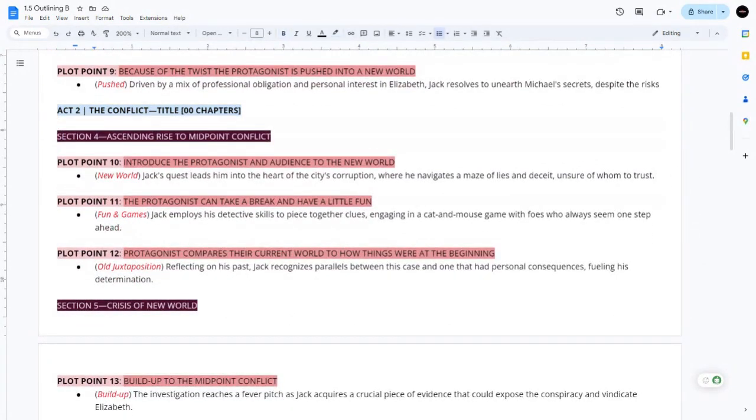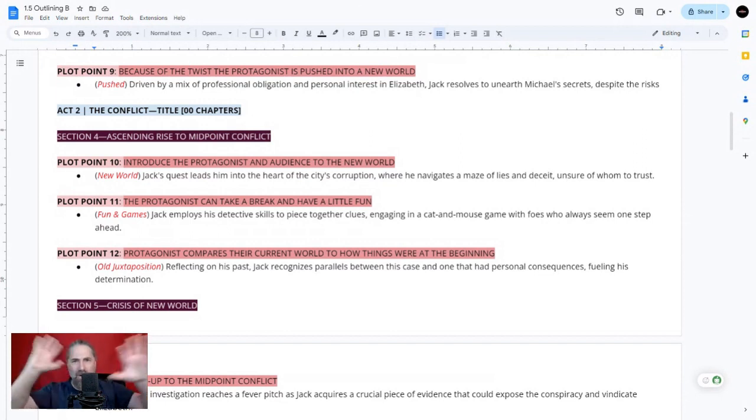The first part, the ascending rise to the midpoint conflict, is ultimately that he's leading into the heart of corruption. They're following some things, navigating stuff. Then we give a little fun and games. We get to learn a little bit about who Jack is, and he employs his detective skills. We see him using his skills and actually putting clues together. He's engaging in a cat and mouse game with foes who always seem one step ahead of him. In my head, if I was making this a chapter, this would be where he's in his office and he's mapping out everything.